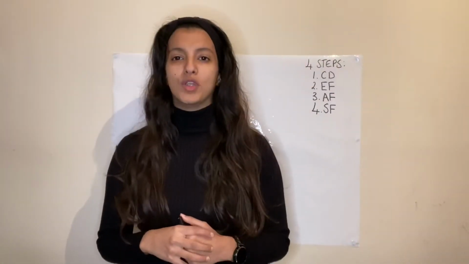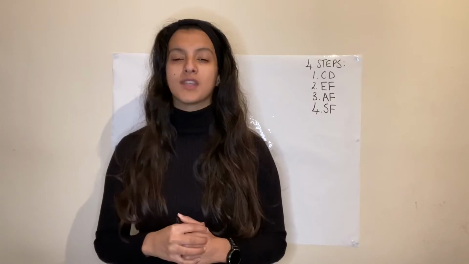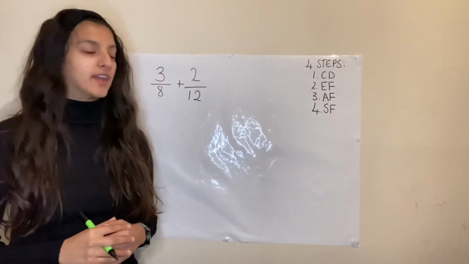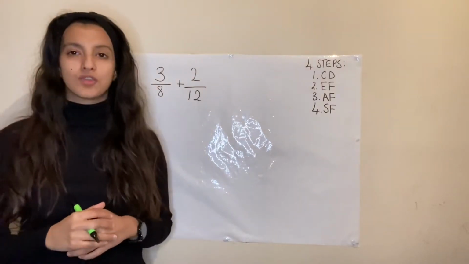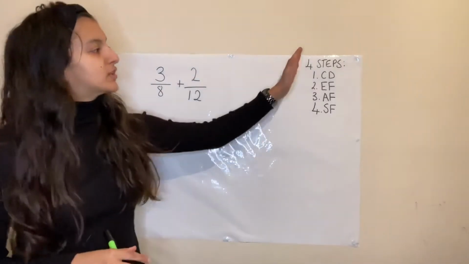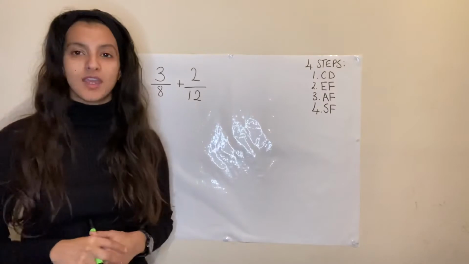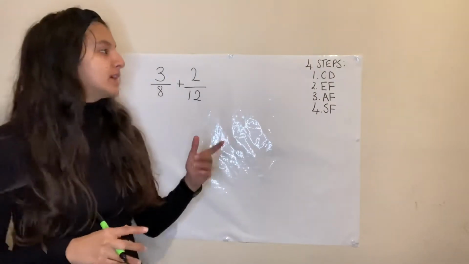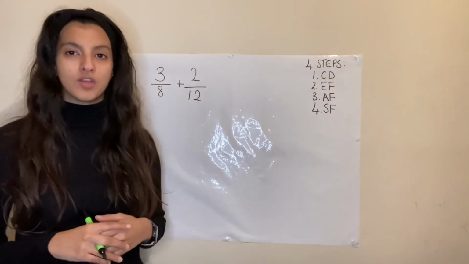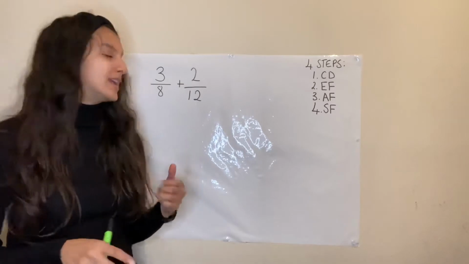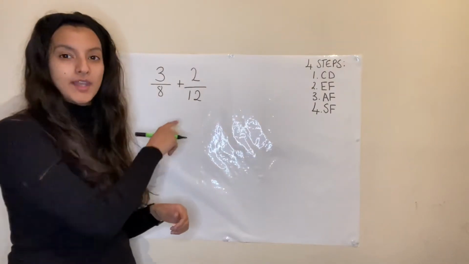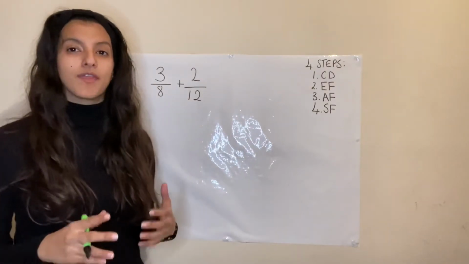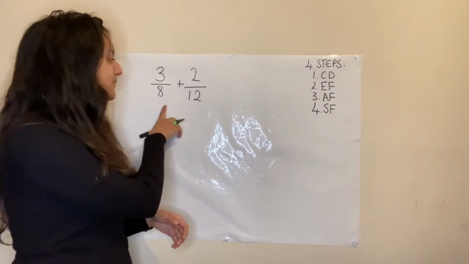I'm going to show you how to do all 4 of these steps so that you can learn how to add fractions together. The question that we're going to look at today is 3/8 plus 2/12. Now, I've written a slight abbreviation for each of the steps so that you can remember them. Step number 1 is to find the common denominator. Now remember, our denominator is the bottom number inside our fraction. So we need to find the common denominator between 8 and 12.